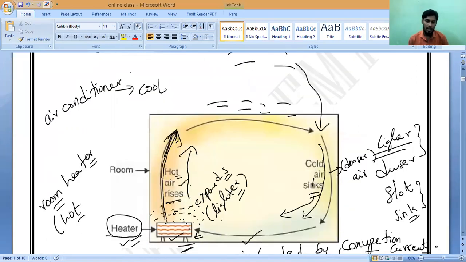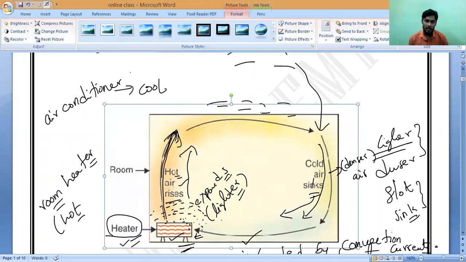So lighter air: the air which is close to the room heater will start expanding because of gaining heat energy, and it will become lighter. So it will rise into higher elevations. The cold air which is present in higher elevations, because it is more dense, will come downwards. Is it okay? Yes, sir.